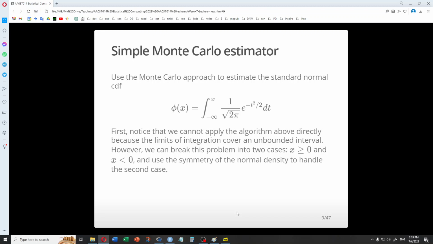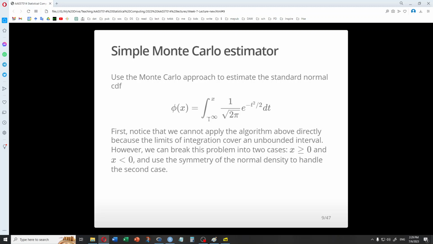And in this case, we want to use the Monte Carlo approach to estimate the standard normal cumulative density function, which is given by phi x. And this is given by the integration of 1 over the square root of 2 pi times the exponent of negative t squared divided by 2 dt. And take note that we cannot apply the algorithm above directly because the limit of integration covers an unbounded interval, as you can see here.